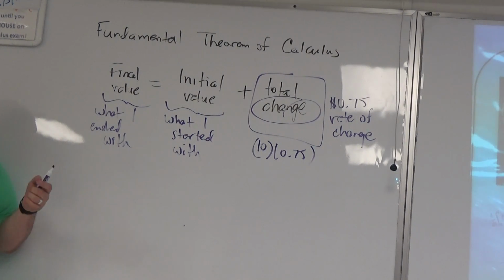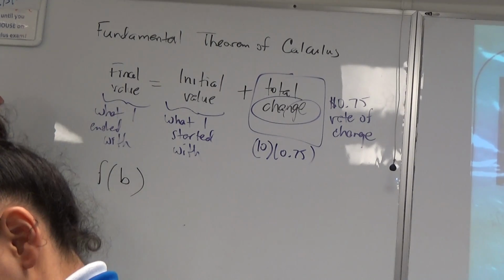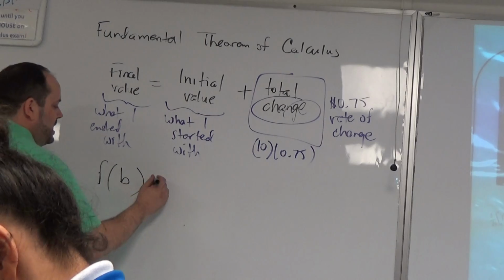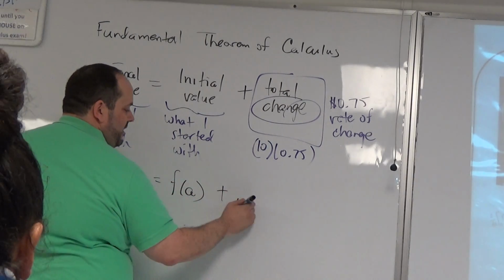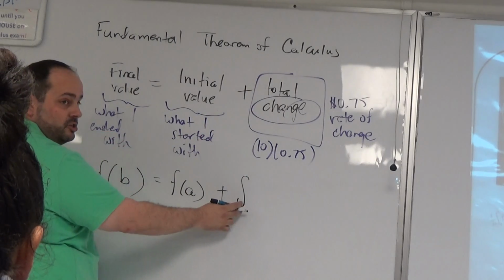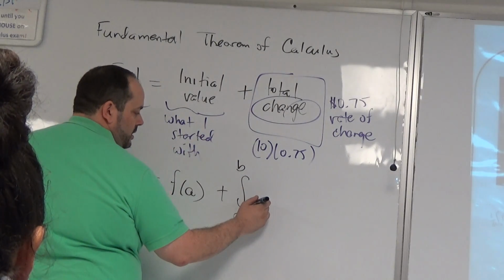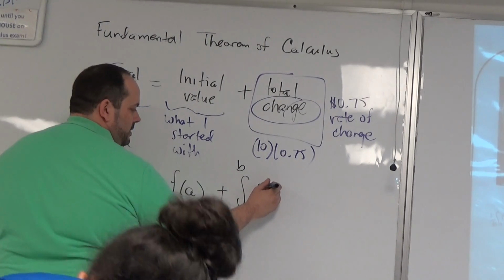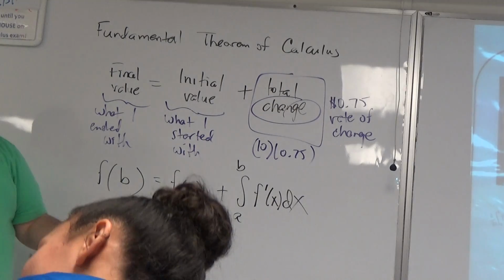F of B equals F of A plus the area, plus the total change. That's your definite integral, from A to B, of the derivative, F prime of X dx. Very good.